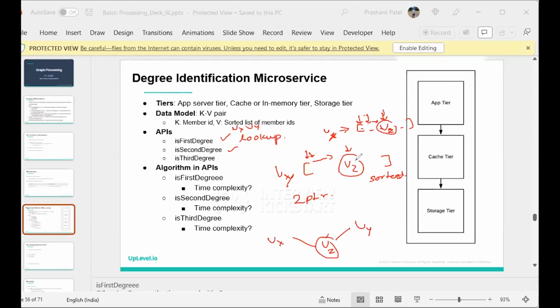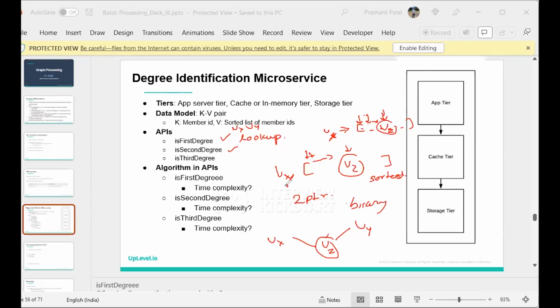We'll find that using maybe an optimal approach, the algorithm where instead of linear search, we can go with binary search. Using that algorithm, we can find pretty easily, optimally, whether they are connected or not, given the connections list. So one optimal approach here, algorithm wise. First degree is fine. Second degree can be a two-pointer approach.